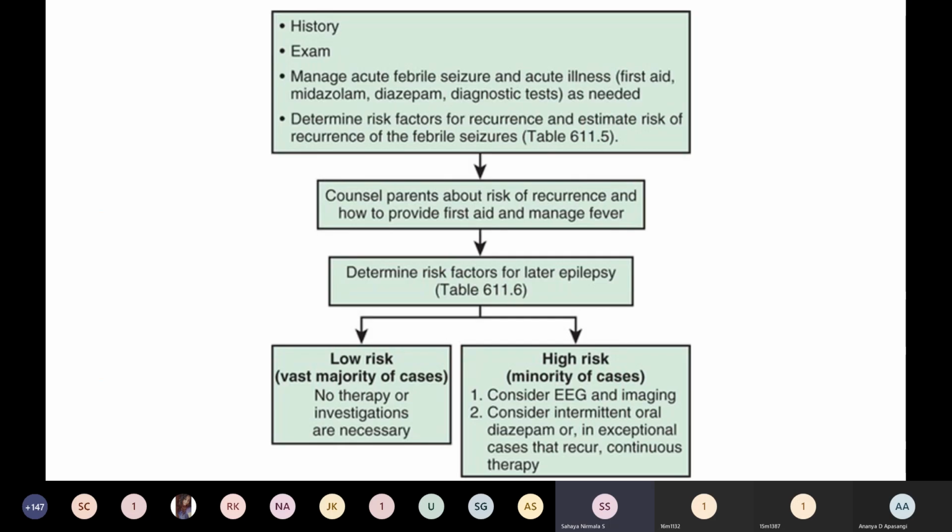So just summing up this whole febrile seizure, if a child presents to you with fever and convulsion, take a detailed history to know whether it is simple febrile or complex febrile. Examine the child to see for any meningitis or encephalitis-like features. Manage the acute seizure, the acute illness. Then you determine the risk factor for recurrence and for febrile seizure. You have to counsel the parents. You determine the risk factor for later epilepsy. If there are no risk, then you can just monitor the child. If it is high risk, then you do an EEG and maybe then you have to put the child on intermittent prophylaxis.